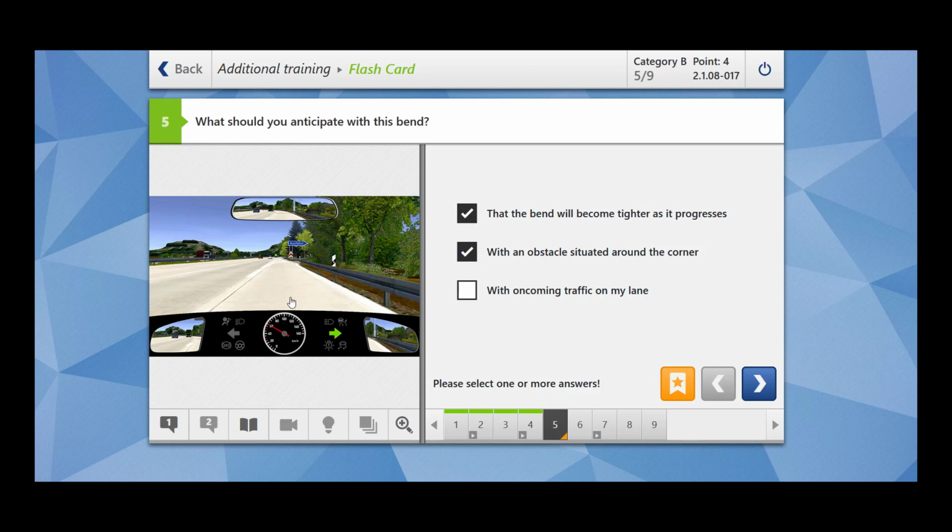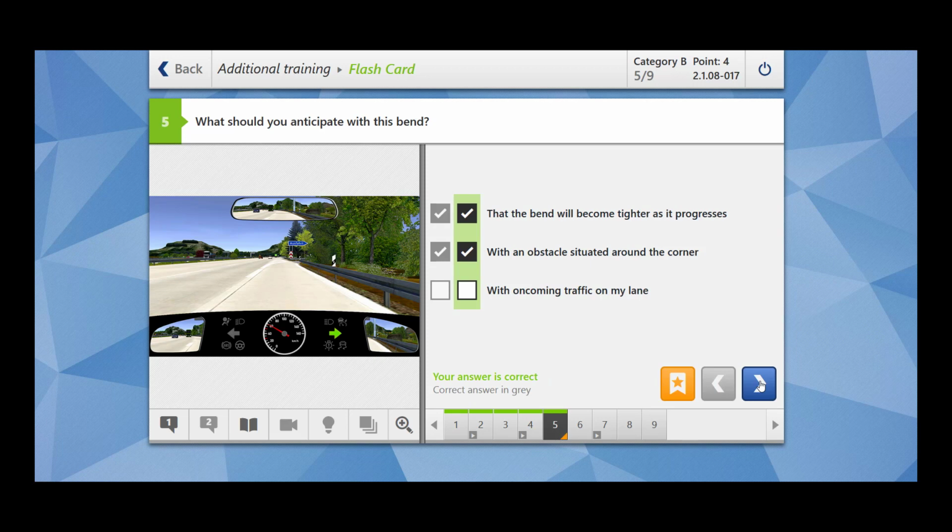So you have to keep these things in mind: this exit lane curve is going to be tighter, it's going to be sharper. Another thing is there could be an obstacle situated around the corner, because it's not so that you are going to have the priority if there is a crossroad.